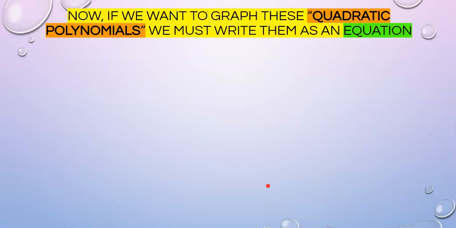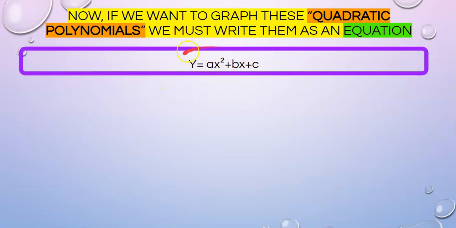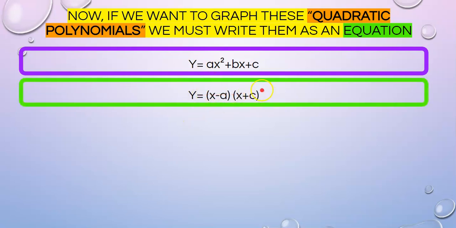All right, so now if we want to graph these quadratic polynomials, we must write them as equations. And if you remember correctly, what makes something an equation? Setting it equal to something. Okay, having that equal sign makes it an equation now. So as you can see, I took the polynomial expression that was written in standard form and made it into an equation by setting it equal to y. I can also make an equation with the factored form and set it equal to y. And I also made an equation with the vertex form and also set that equal to y.